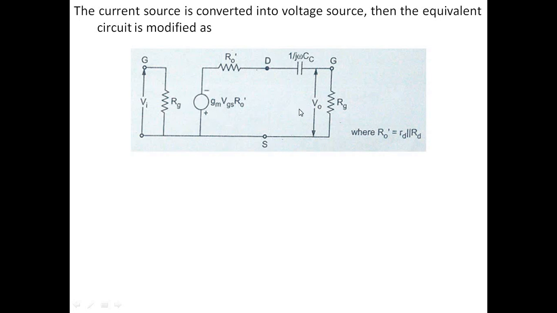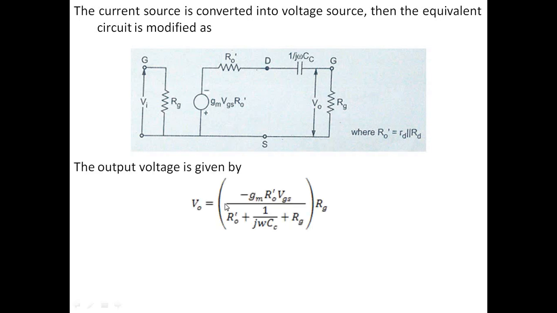Now it is very easy to do the analysis and calculate V0. V0 is equal to, this is a minus polarity, minus gm VGS R0 dash into RG divided by R0 dash plus 1 by j omega CC plus RG. Let us simplify this.